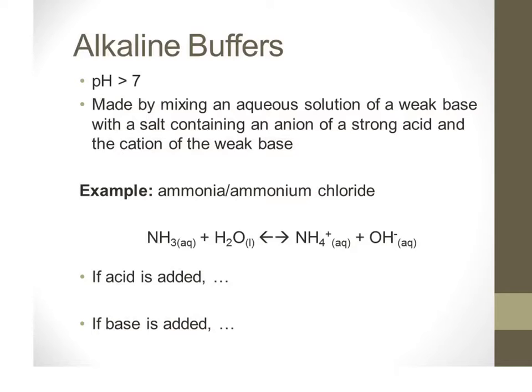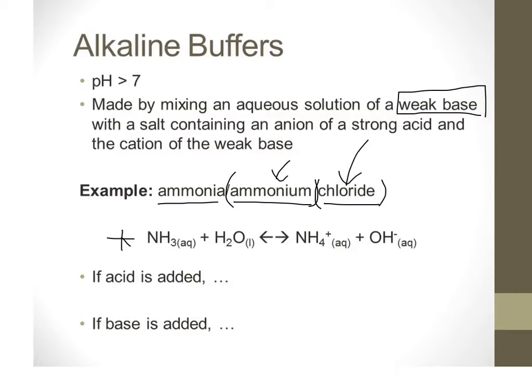Alkaline buffers or basic buffers are those that have a pH greater than 7. They are made by mixing an aqueous solution of a weak base with a salt containing an anion of a strong acid and the cation of the weak base. An example would be ammonia and ammonium chloride. So ammonia is our weak base, and ammonium chloride is the salt, with the cation from a weak base and the anion from a strong acid. Now it would form this equilibrium here.